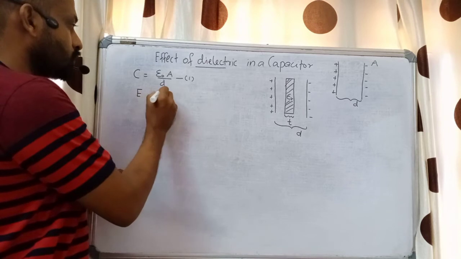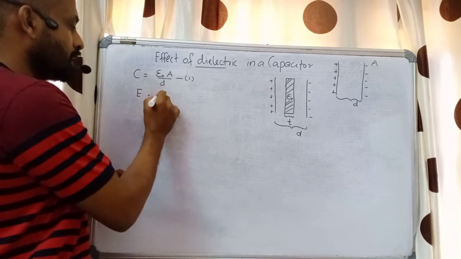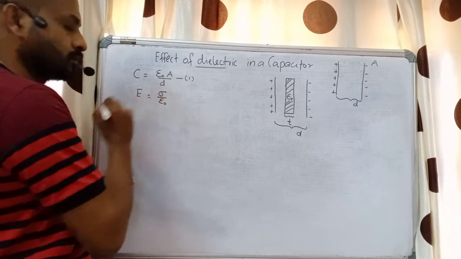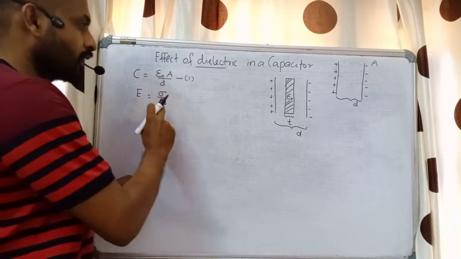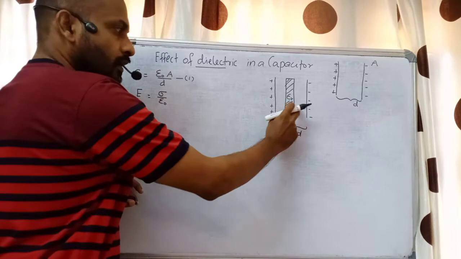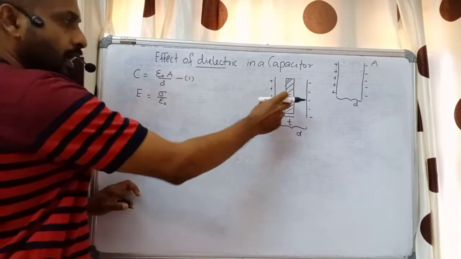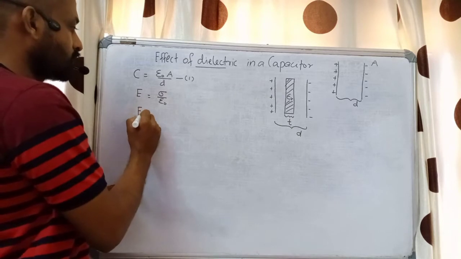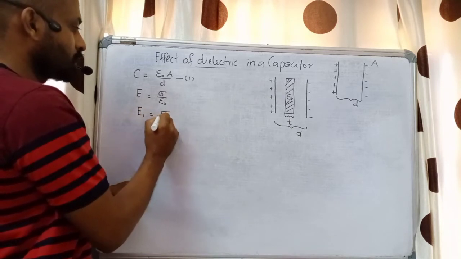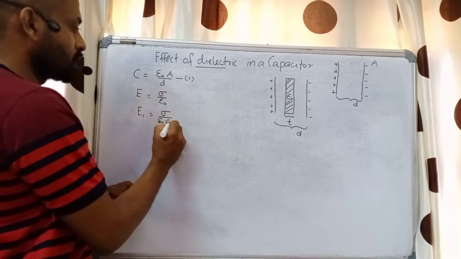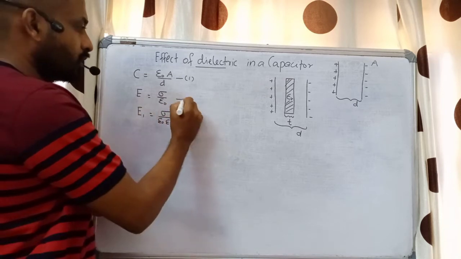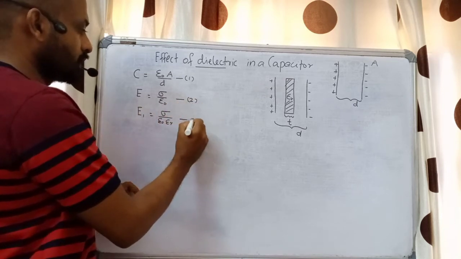E is equal to sigma by epsilon 0. Sigma by epsilon 0 is the electric field in the region not having dielectric, the vacuum region. But in the region having dielectric medium, the electric field E1 is equal to sigma by epsilon 0 epsilon R. So we have these two equations for the electric field.